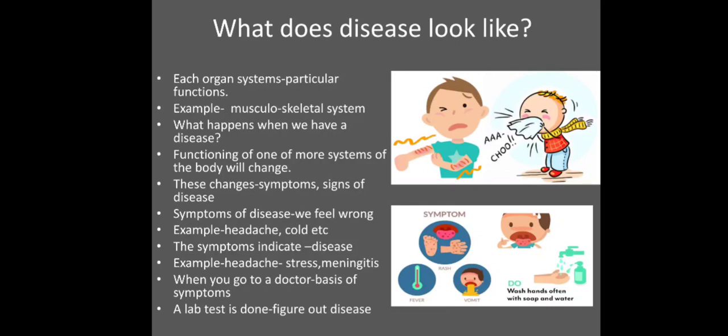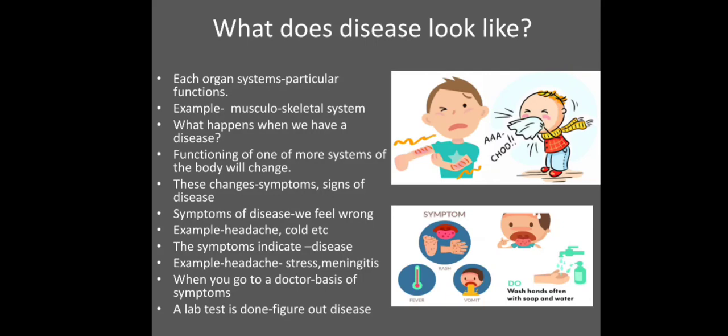What happens when we have a disease? So when we have a disease, the functioning of one or more systems of the body will change for the worse. So some organs or some systems in our body will not be functioning properly and there will be some changes in our body when we have a disease.